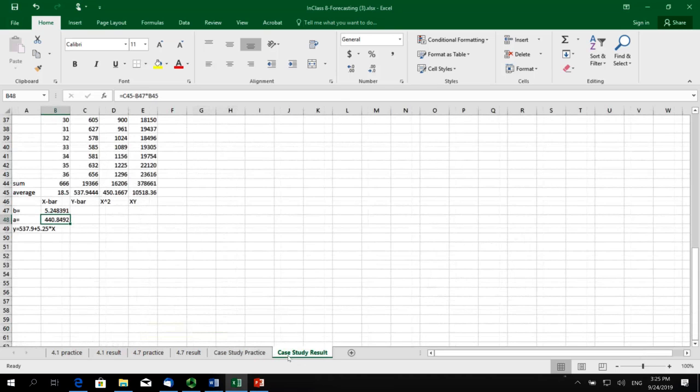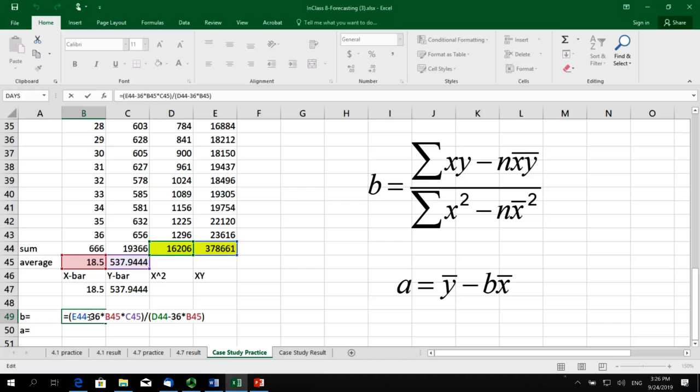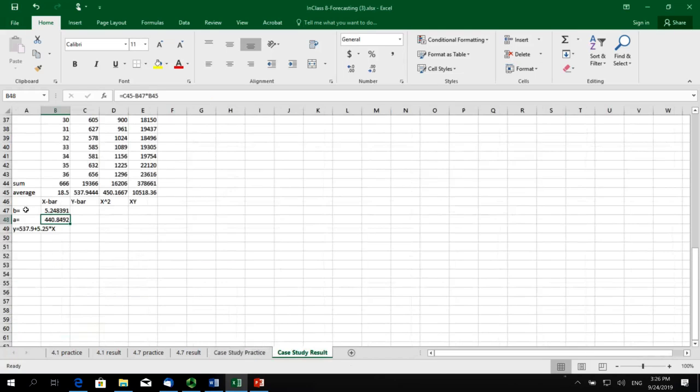Three 7 8 6 6, yeah. Okay, the practice over here equals sigma xy, subtract 36 times n, and it is x, here it is y, divided by sigma x squared, and subtract n, 36 times b. Okay, I think I need to check over here where is the mistake.